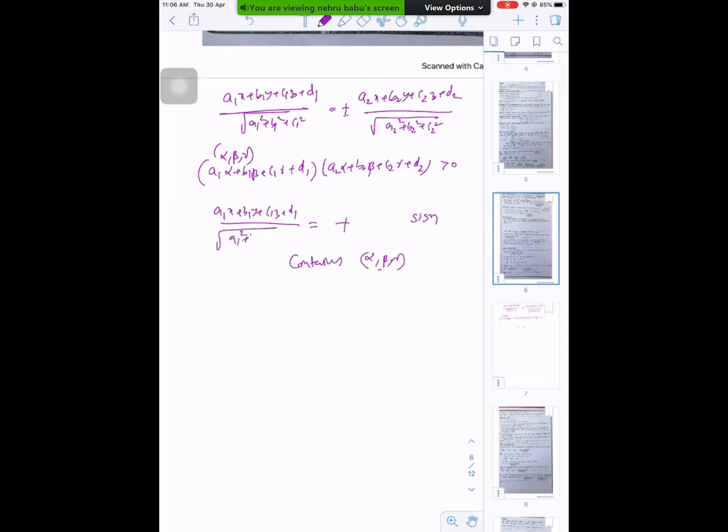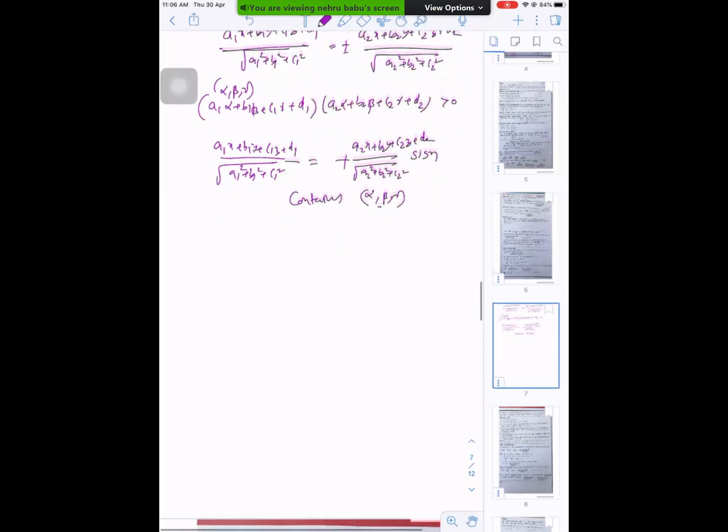By root a1 square plus b1 square plus c1 square. And here a2x plus b2y plus c2z plus d2 by root a2 square plus b2 square plus c2 square. So like this, if the product is positive, we'll take the plus sign. If the product is negative, we'll get the minus sign. So for the angle bisector containing a point, we will always apply this method only.